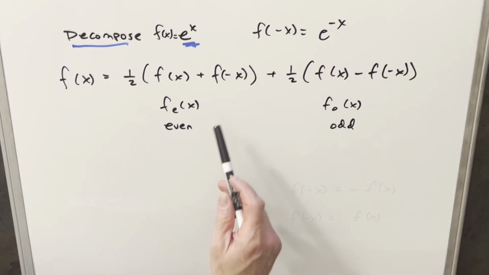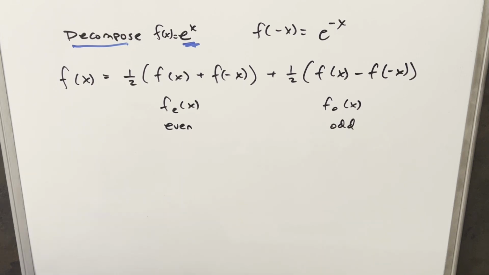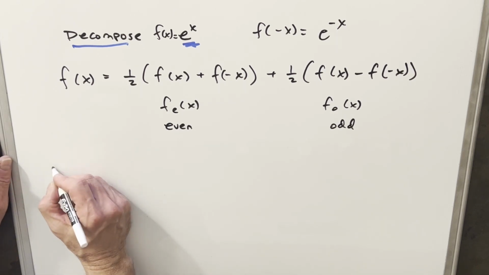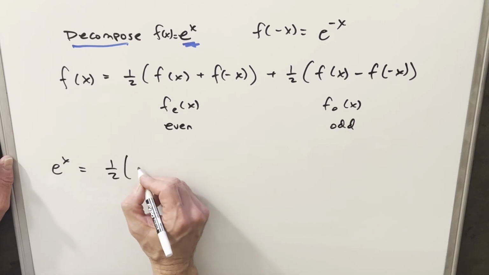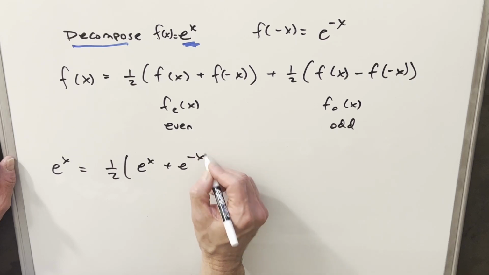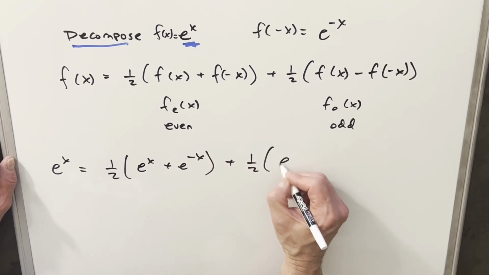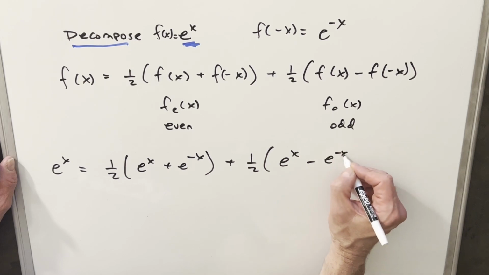So let's just go ahead and we'll use this formula, and this should break up our e to the x into its even and odd parts. So our f of x value again is e to the x, and we'll just use the formula. We're going to have 1/2 e to the x plus this value, e to the minus x. Then here again we have e to the x for our f of x minus e to the minus x.